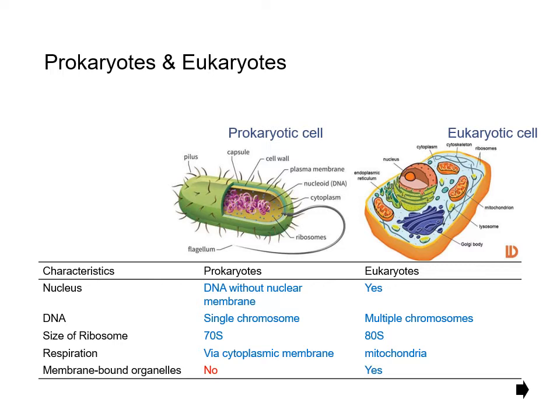The last point is the membrane-bound organelles, and what we mean by membrane-bound organelles are the small organelles found inside the cell, and they are closely related to the membrane. There are none in a prokaryotic cell, while in eukaryotes, they have plenty of organelles like Golgi apparatus and endoplasmic reticulum and so on. Now let us move to the next slide.